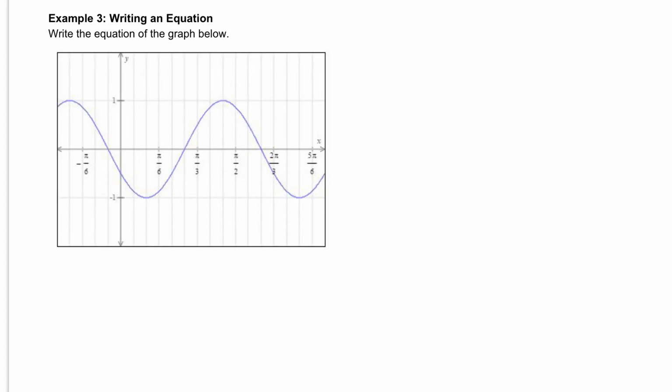In example 3, we're going to be dealing with a horizontal shift, and that makes things a little bit more difficult. There are a couple different ways to do example 3, so I am going to show you two different things. First, let's take a look.